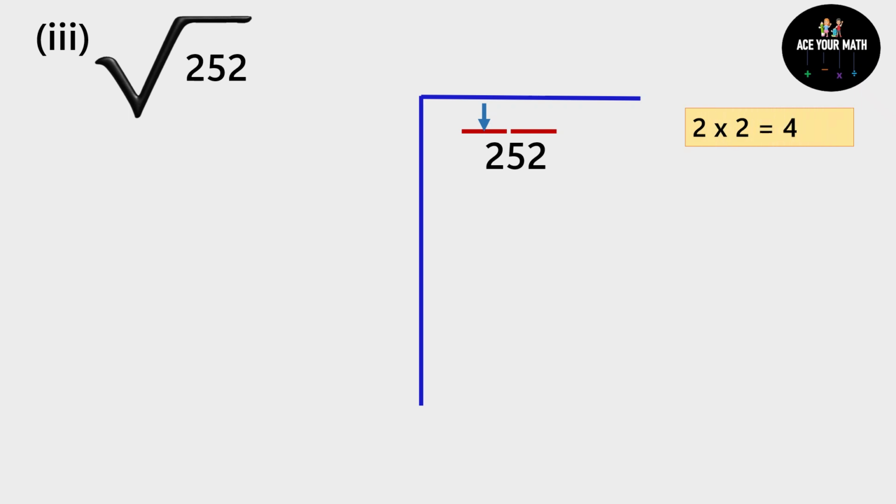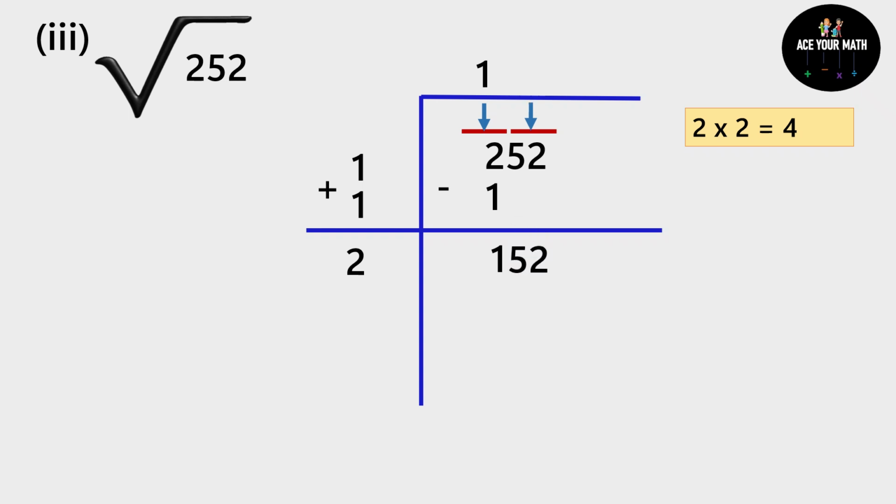See, 2 square is 4, which is greater than 2. It means you will consider 1 here. 1 one's will give you 1. You will add the same 1 on the left hand side, and the 1 you will subtract on the right hand side. See, when you do subtraction, you get 1, and on the left hand side, when you do the addition, you get 2. Now consider the second group, which is 52. Now bring down 52. So the new number formed is 152.